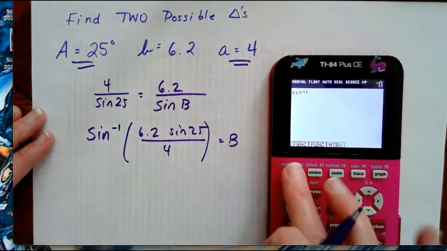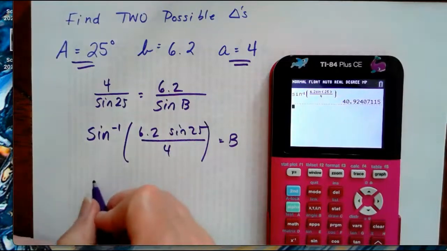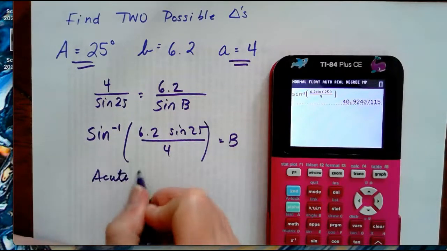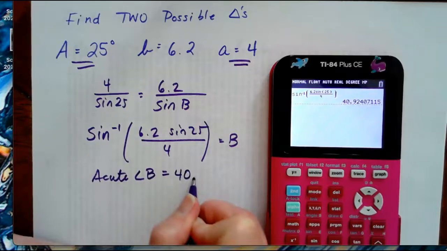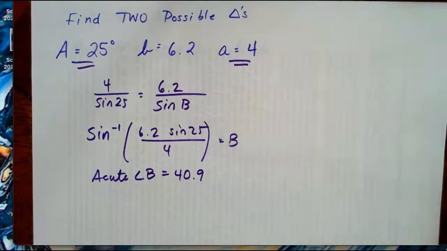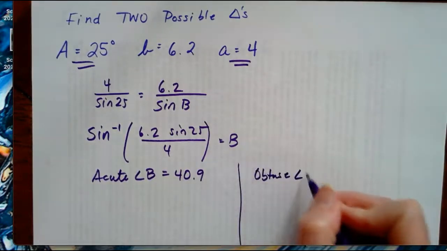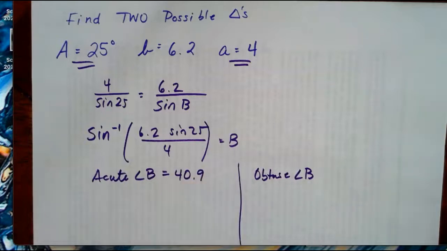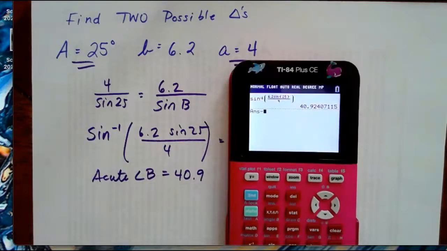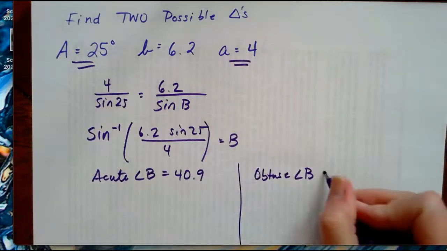So inverse sine of 6.2 times sine 25 over 4. Close that, and we see that acute angle b is 40.9. Round to the nearest tenth, please. Now, in order to get obtuse angle b, we simply have to take the supplement of 40.9. So 40.9 subtracted from 180 is 139.1.